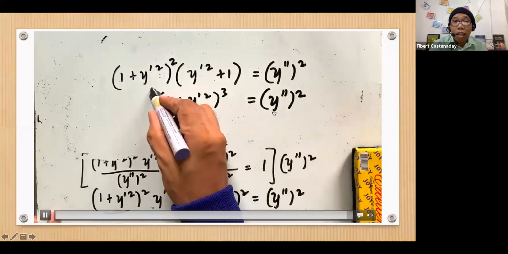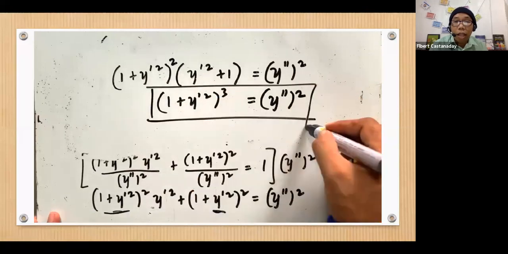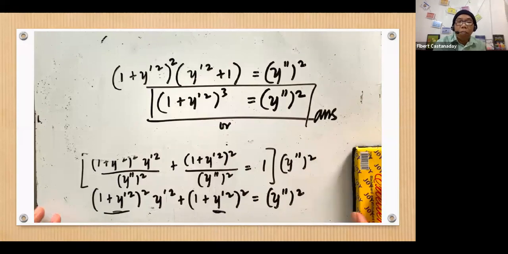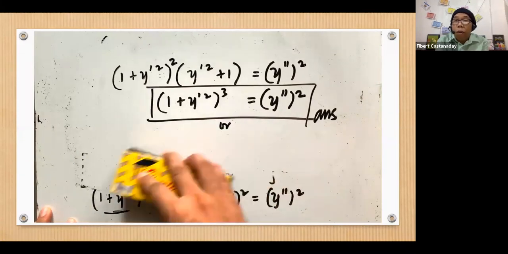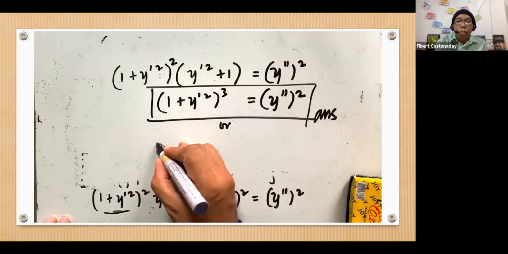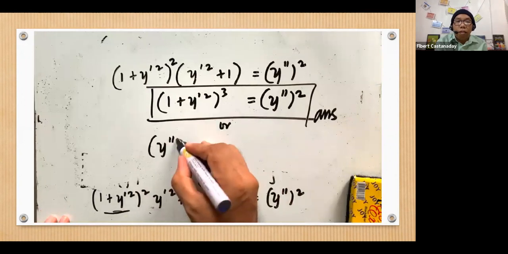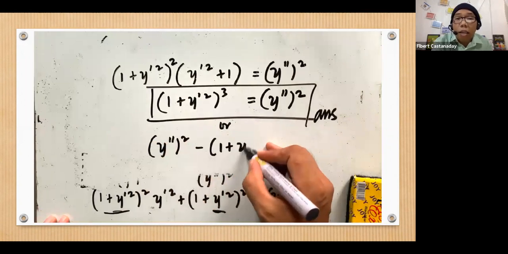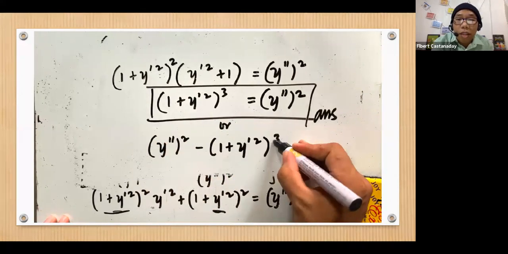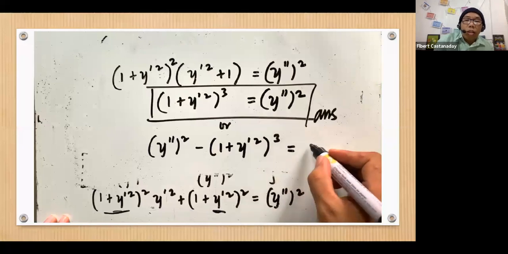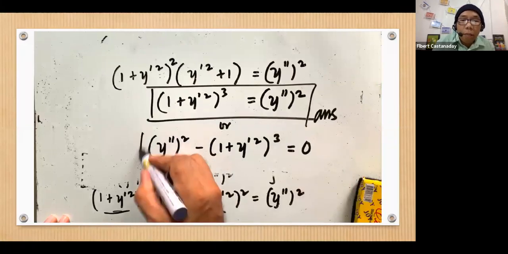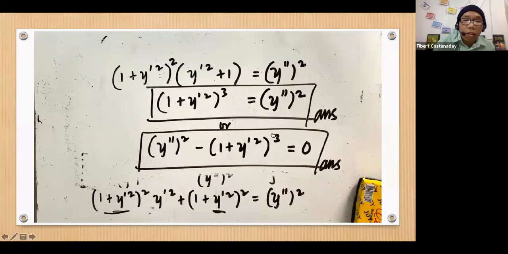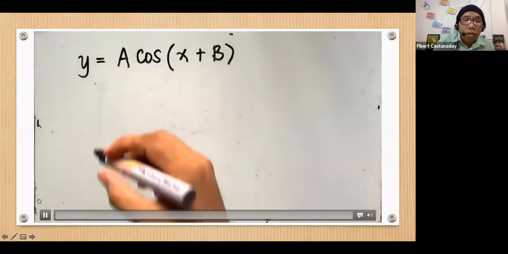That's it. Let us arrange our final answer. Here you can say y double prime raised to the power of 2, minus 1 plus y prime squared raised to 3 equal to 0. Do you have any questions or clarification on what we did? Okay, I think that's all.